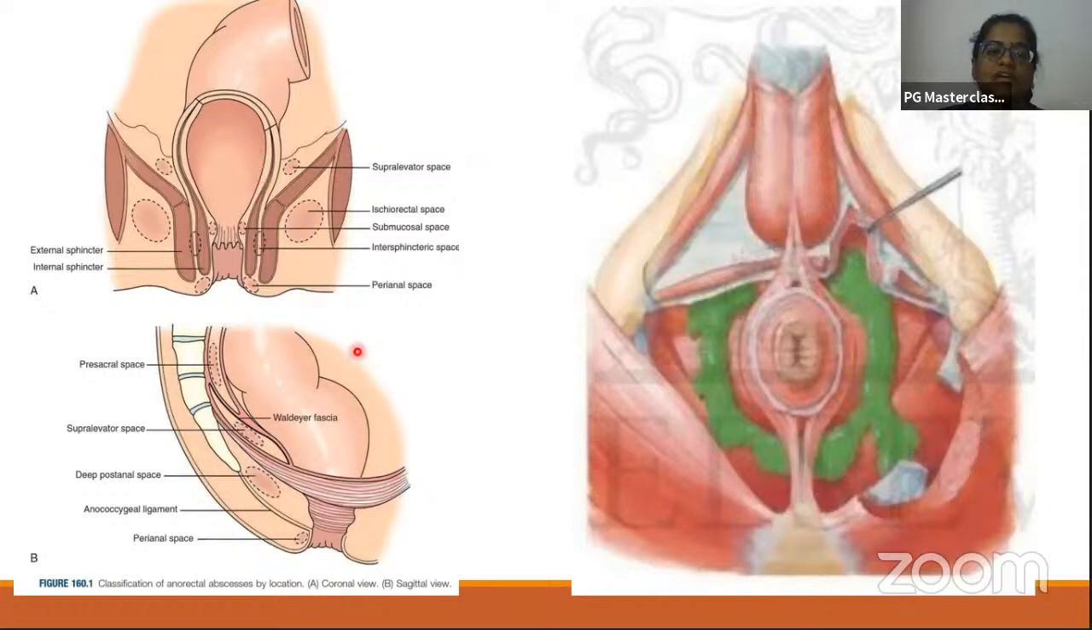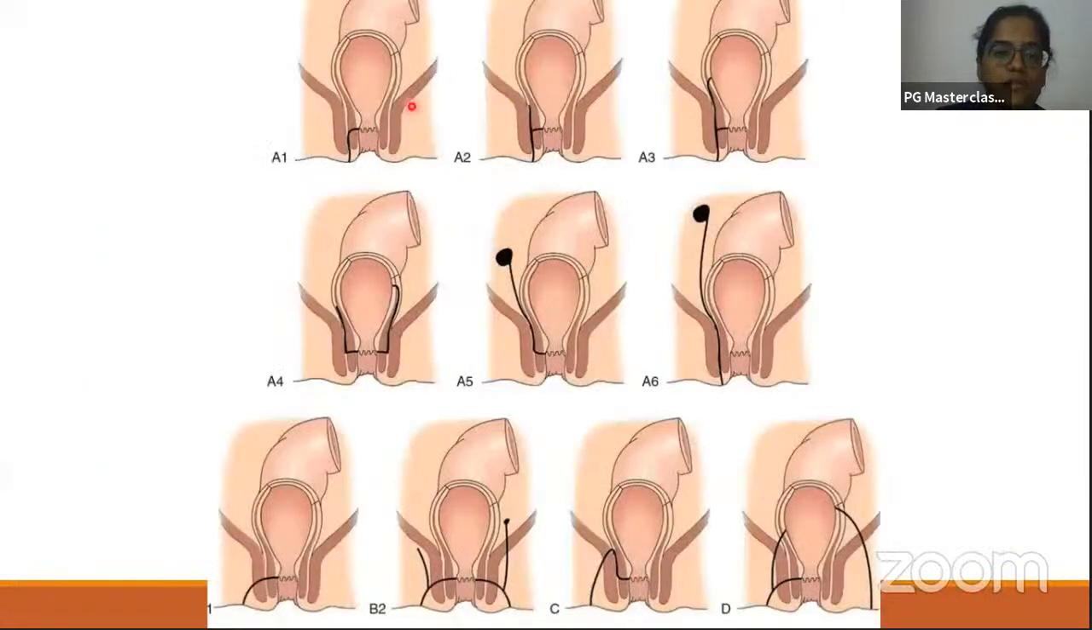And suprasphincteric is, as sir had said, a U-shaped fistula. It will have an internal opening mostly at the dentate line, which is the usual site. It will pass above the levator ani muscle and then open externally in the perianal region. So these are the various types of classification of fistula and subclassifications.